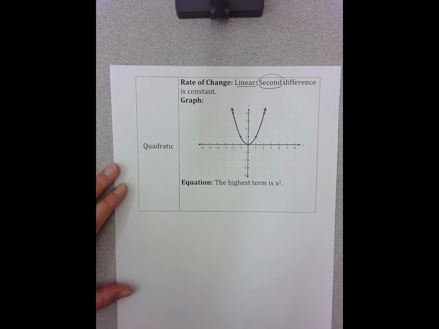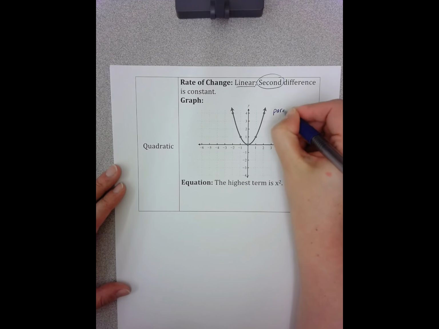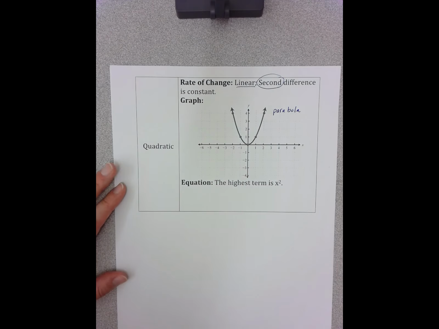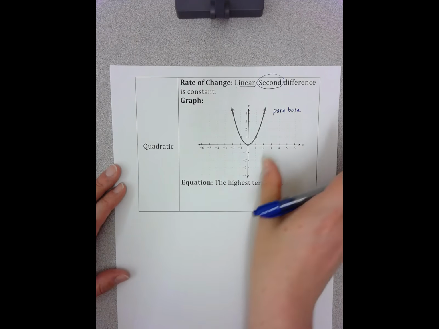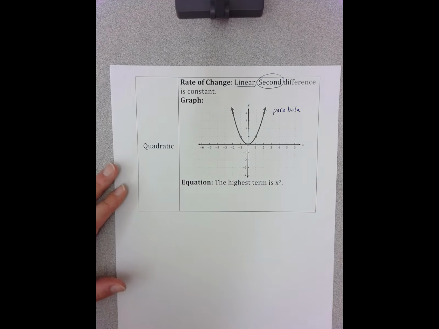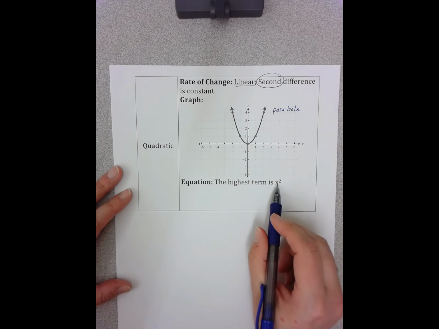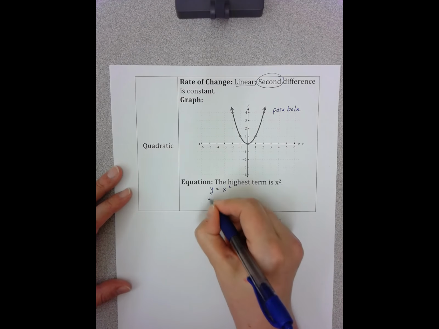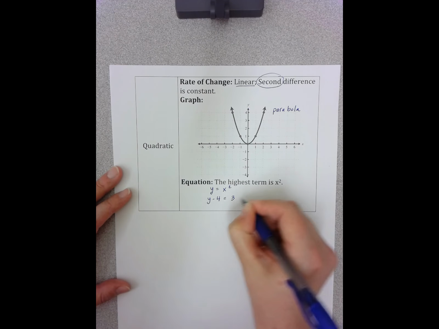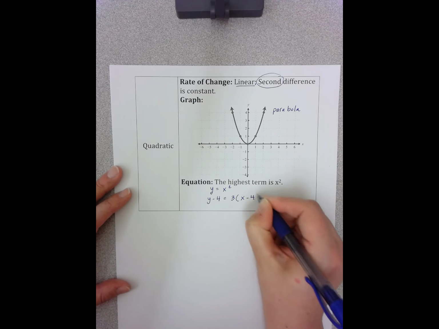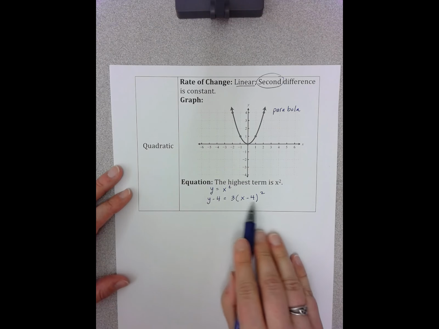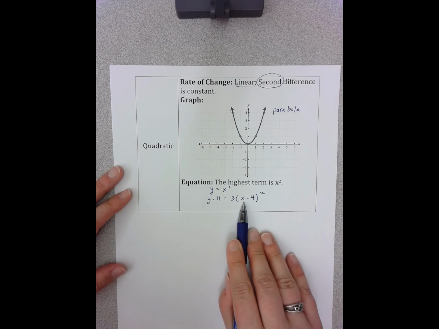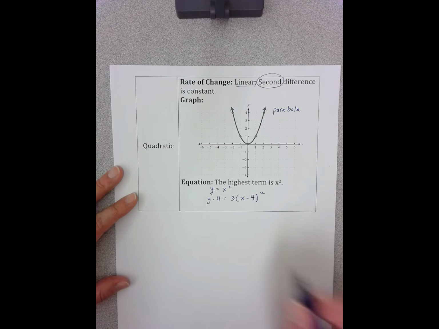In this case, for the graph, we have a parabolic shape, which we call a parabola, and it's a U shape. And it can be a U going up, a U going down, it can be a U moved over, up, anywhere. For the equation, the highest term is an x squared. So you could have y equals x squared, or you could have y minus 4 equals 3 times x minus 4 squared. When I multiply this out, I'm going to have an x squared, and we'll look at that further in the course of Math 2.